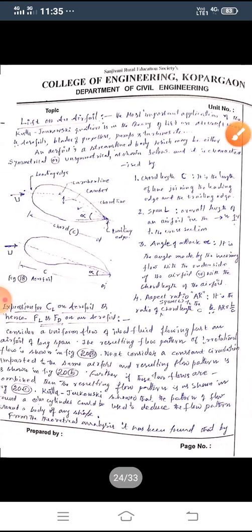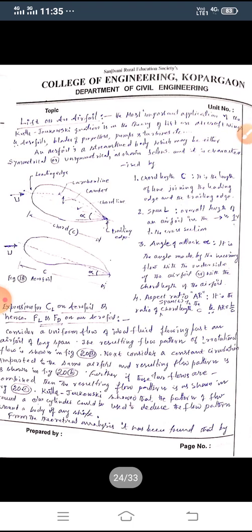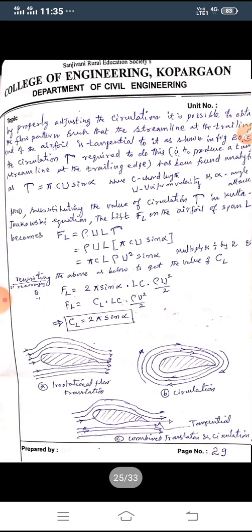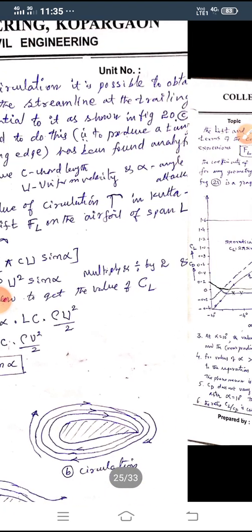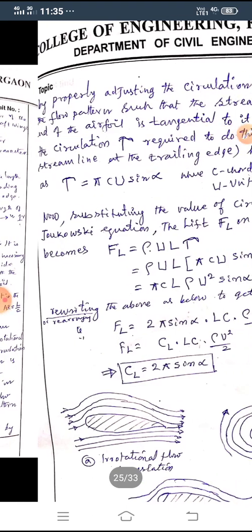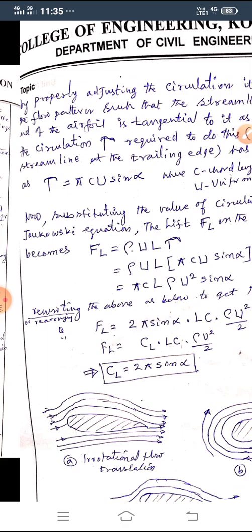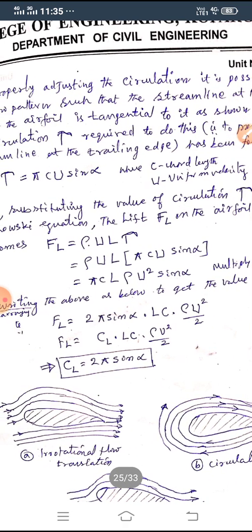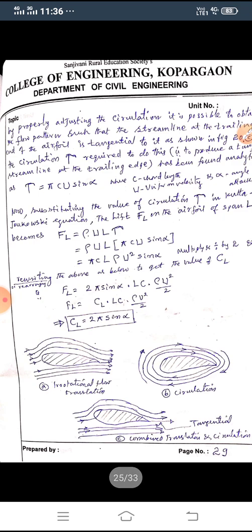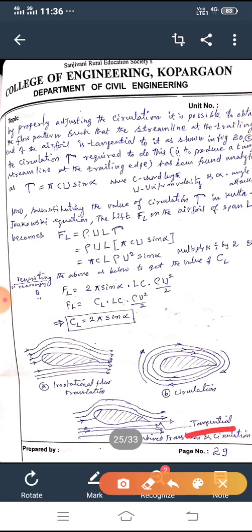Now, by making use of the application of the Kutta-Joukowski equation for any shape of the body, it is possible for us to find out CL on an aerofoil. From theoretical analysis, it is shown that by proper control of circulation, it is possible to adjust the flow pattern in such a way that the streamline at the rear of the aerofoil can be obtained tangential to the aerofoil.